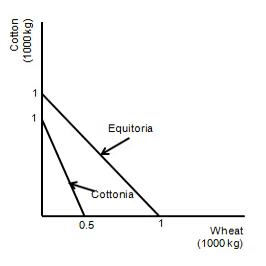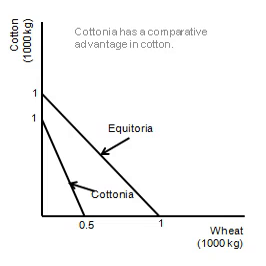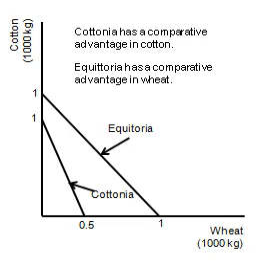So we can see that Cattonia actually has a much lower opportunity cost for producing cotton than Equatoria does. Equatoria gives up a lot of wheat when it produces a unit of cotton, much more wheat than Cattonia gives up. So these two countries can benefit from trade because Cattonia has a comparative advantage in cotton and Equatoria has a comparative advantage in wheat.